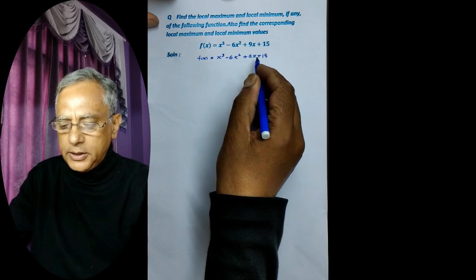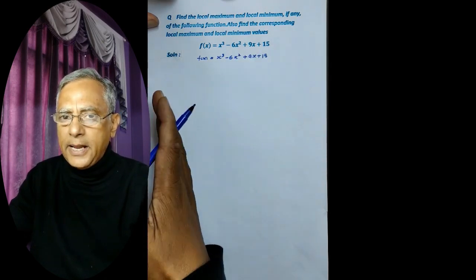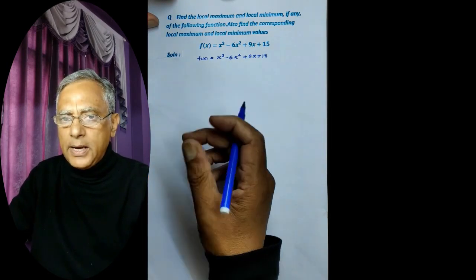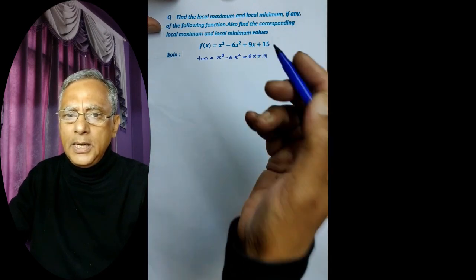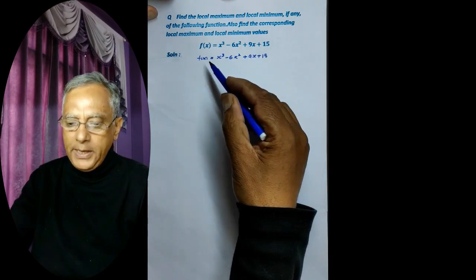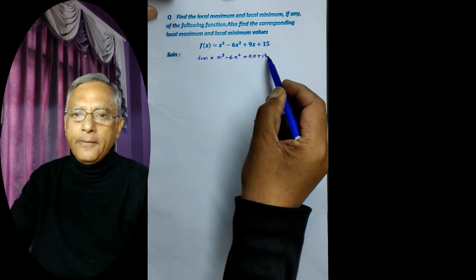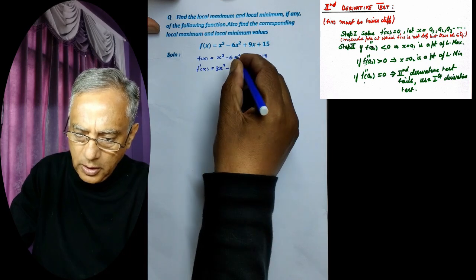So I will solve all these problems using both the first derivative test and the second derivative test, so that you can compare both, and then you can decide in what situation you have to use which test. f(x) is given to be x cube minus 6x square plus 9x plus 15. f dash x is equal to, now differentiate this.